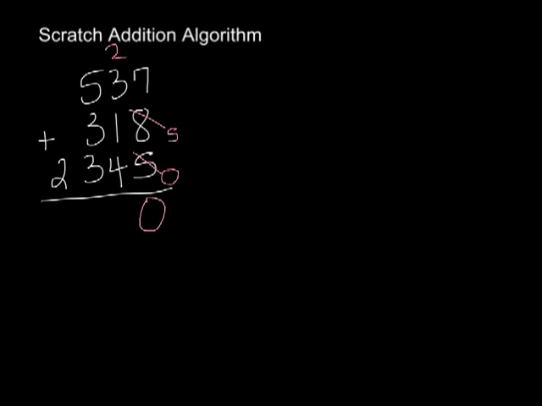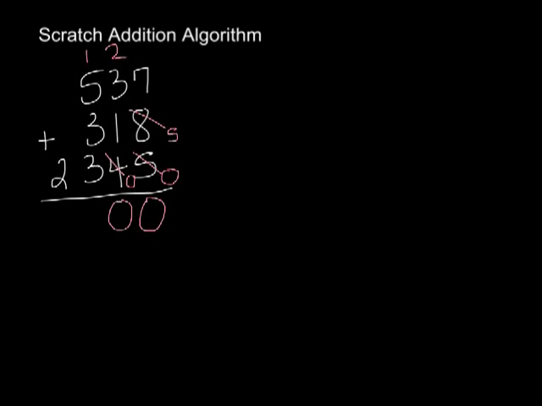2 plus 3 is 5. Plus 1 is 6, plus 4 is 10. So I scratch and write the number in the ones place. And again, I use that number that I write as my result, and I count the number of scratches. I made one scratch, one exchange, so I write that in the next column.